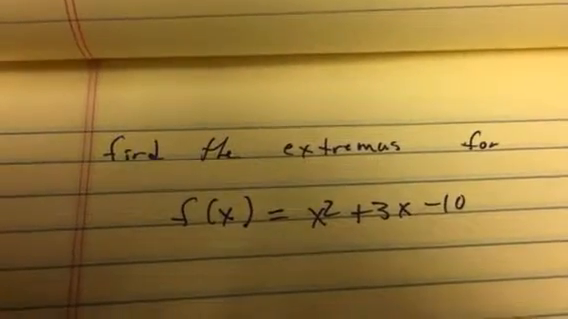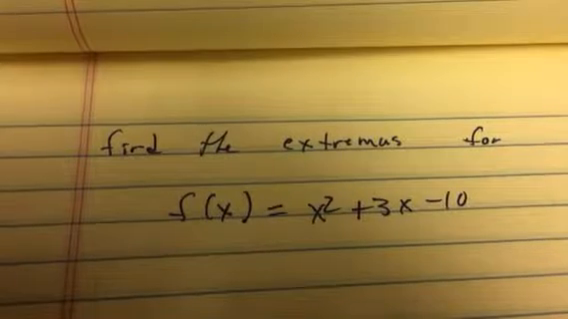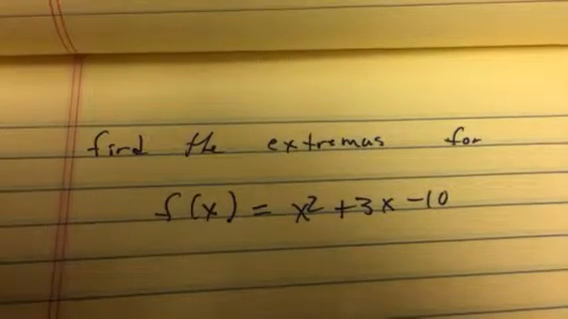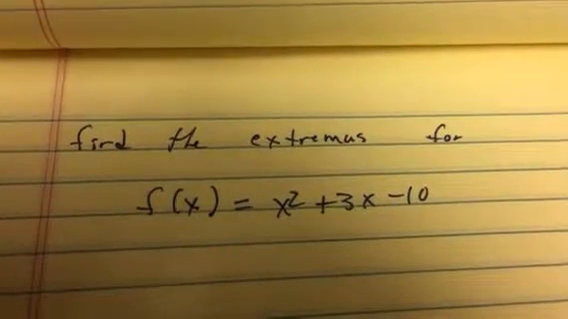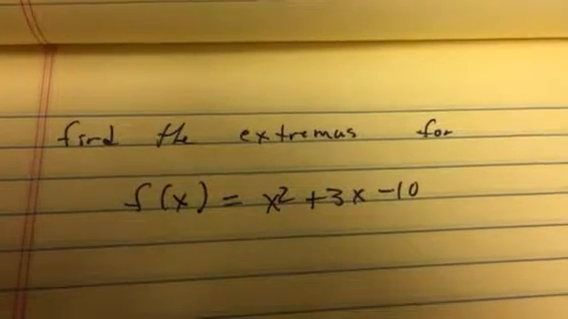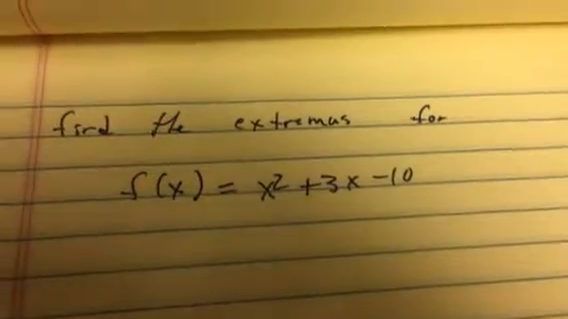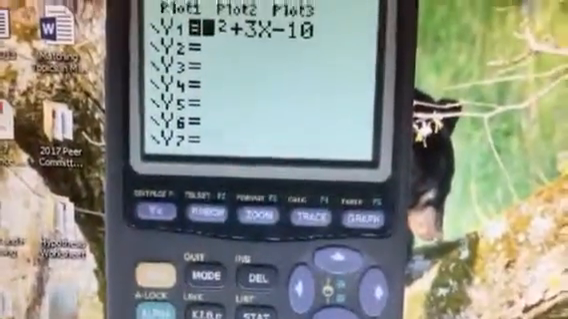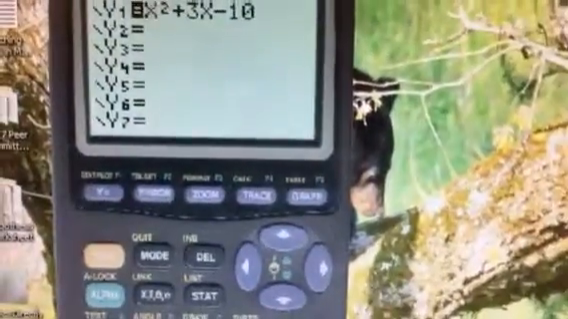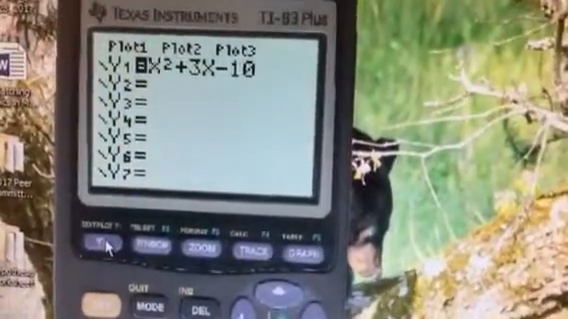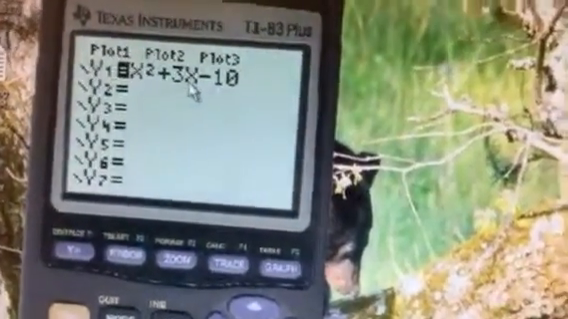In this video, I'm going to show you how to use the TI calculator to find the maximum and minimums for a function. And the function that we're given is x squared plus 3x minus 10. And so I'm going to take my calculator and go to the y equals button. Okay, so here's y equals, and then I'm going to type in the equation.